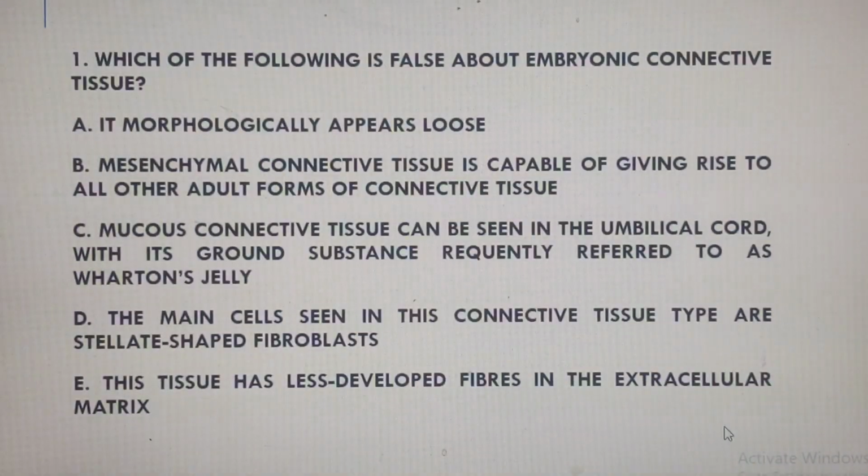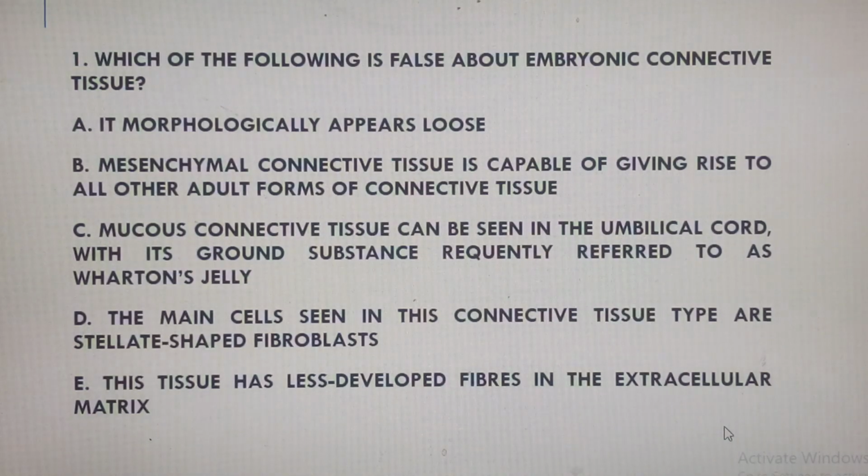We begin with question number 1, and question number 1 says, which of the following is false about embryonic connective tissue? Option A says, it morphologically appears loose. Yes, that's a very true statement, because we get to know that there will be a lot of cells. These mesenchymal cells will be there. But of course, the fibers are underdeveloped. Therefore, morphologically, yes, it will appear loose because if you have more cells compared to the fibers, then of course, we know it is going to be loose.